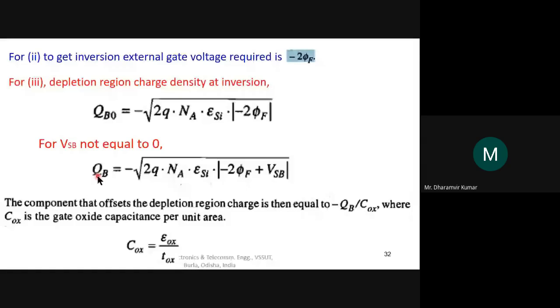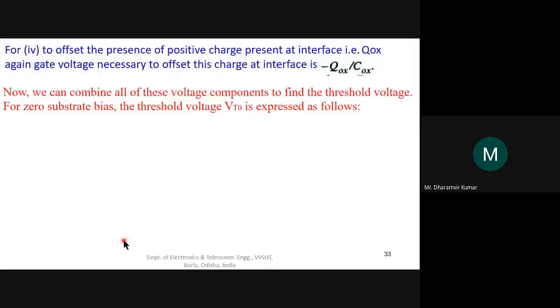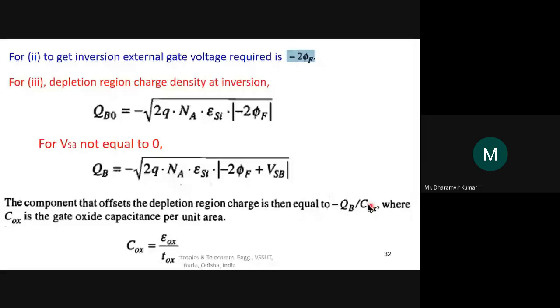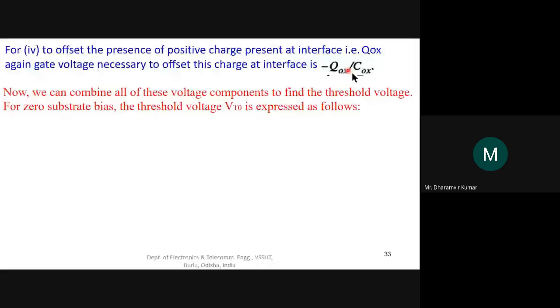Then the voltage corresponding to this is minus QB0 by C oxide, or minus QB by C oxide. Then the second point was minus 2 phi F. Then the third point we had seen, and the fourth point was this voltage, Q oxide by C oxide. Now combining all these components, we get an equation for the threshold voltage Vt0: the first component is phi GC, the second component is minus 2 phi F, this is the third component, and this is the fourth component, minus Q oxide by C oxide.